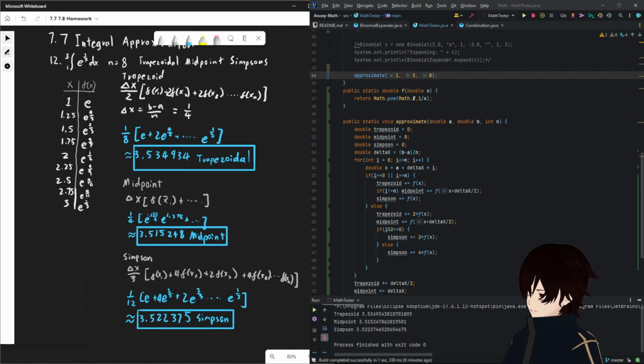Okay, finally found one. This is e to the power of 1 over x. Lower limit 1, upper limit 3, subintervals 8. Calc. 3.5223746. Perfect. How about a midpoint rule calculator?